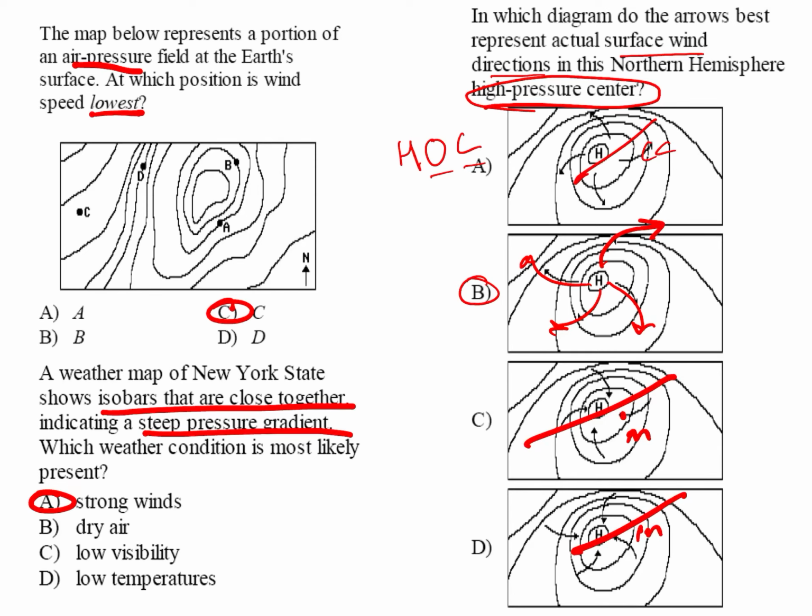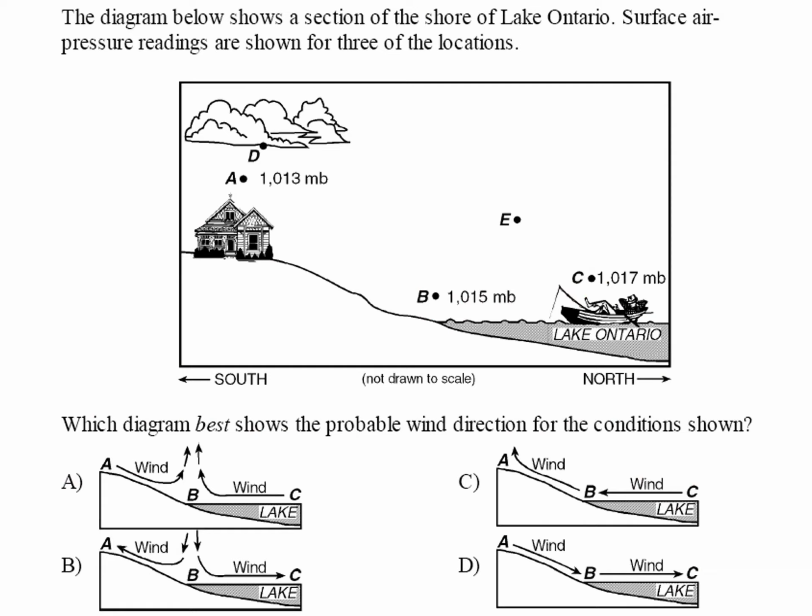Over here, the diagram below shows a section of the shore of Lake Ontario. Surface air pressure readings are shown for 3 of the locations. Which diagram best shows the probable wind direction for the conditions shown? You can't really tell if it's day or nighttime because it's a poor image. But what they did give you are these pressure readings. So you have this, this, and this, right?